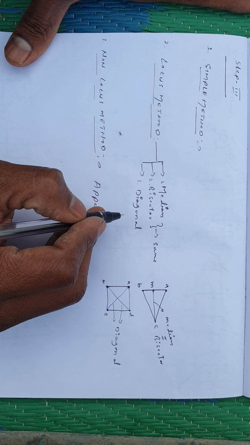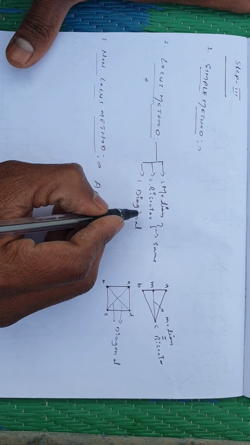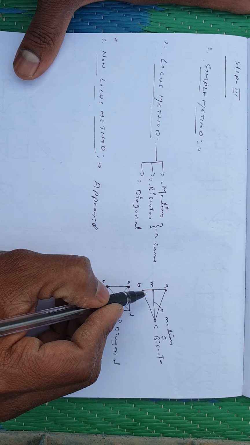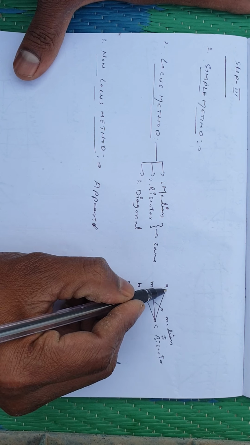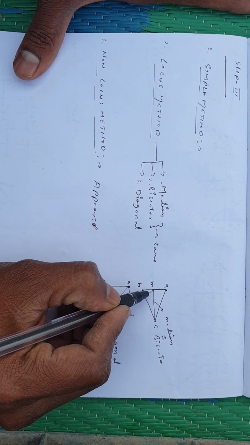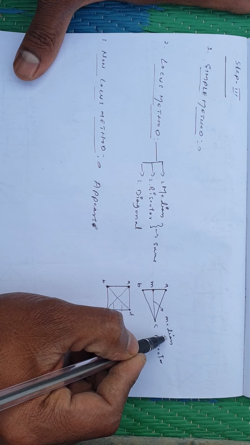Before that, let me explain what a median, a bisector and a diagonal are. Here take an example of triangle ABC. These are the corners, and join a line to the center point of this side. I call it M. The line M to C is the median line.